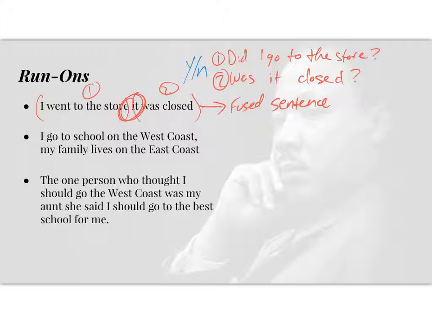If I look at the next example, I go to school on the West Coast. My family lives on the East Coast. If we did a tag question, I go to school on the West Coast, don't I? My family lives on the East Coast, don't they? Again, two ideas. I need two sentences. A comma by itself is not enough.